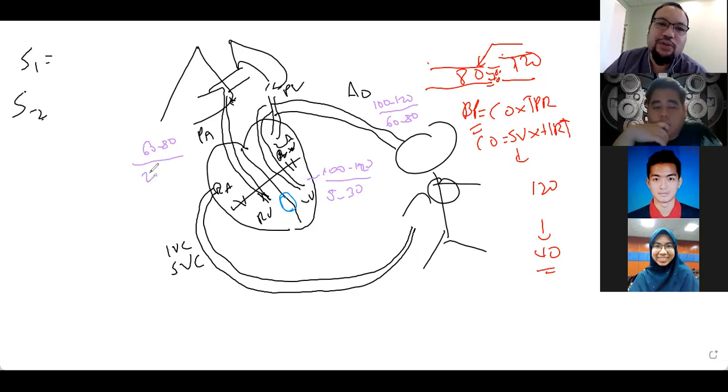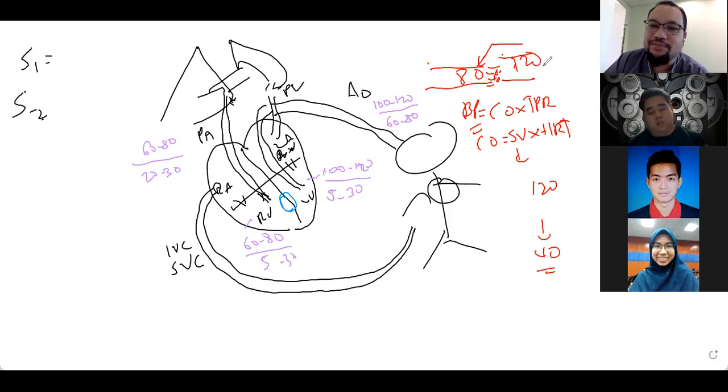Diastolic lebih kurang 20 to 30. How about right ventricular pressure? Systolic 60 to 80. How about diastolic? 5 to 30. Lebih kurang.